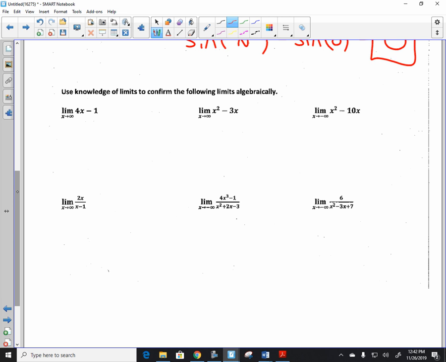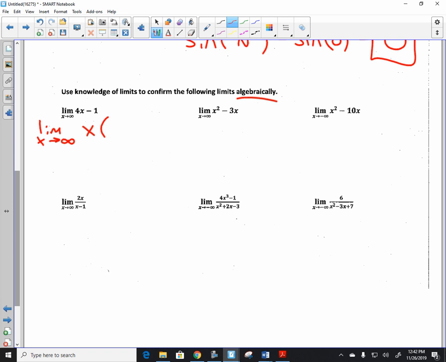First of all, do you know what the graph of 4x minus 1 looks like? Yeah, you do. It looks like this, right? So as x goes towards infinity, y goes towards infinity. If we want to show this algebraically, this is the acceptable practice. We take the limit as x goes to infinity and factor out the greatest power. Right now we have x to the first power, so I will factor out x to the first power.